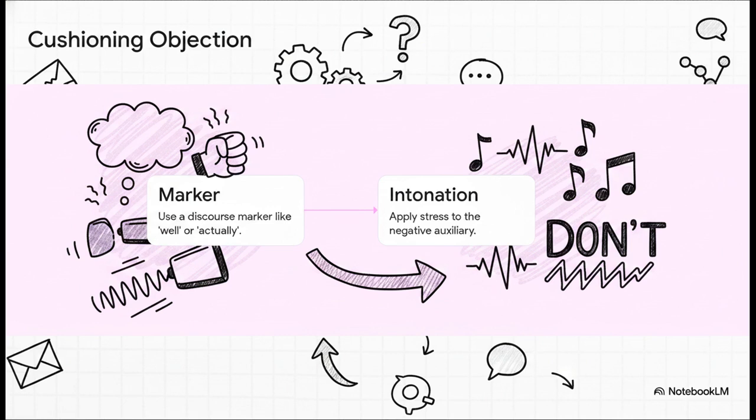First, we start with a discourse marker, a conversational shock absorber, like, well, actually, or as a matter of fact. Then, we deliver the objection, but we apply the primary intonational stress directly onto the negative auxiliary. So it sounds like this: well, actually, I don't think it is a good idea. This softens the interpersonal clash while leaving absolutely no doubt about the pragmatic disagreement.